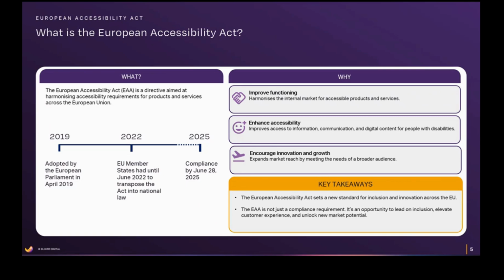So I think the main thing we want to know about the Act is really why it matters. Like, why are we doing this? So obviously we had quite a big stat at the beginning of those living with disabilities in the world, and it's a huge number. So first of all, we can look at improving the functioning of the internal EU market. By removing barriers between countries, it creates a level playing field for companies offering accessible products and services. It enhances accessibility for people with disabilities in digital environments. So we're thinking websites, software, and other digital communication tools. And it also encourages innovation and growth.